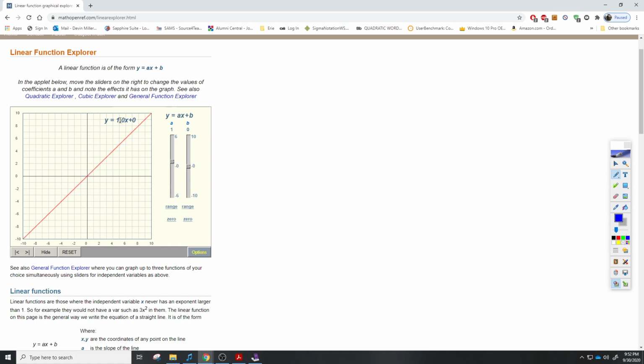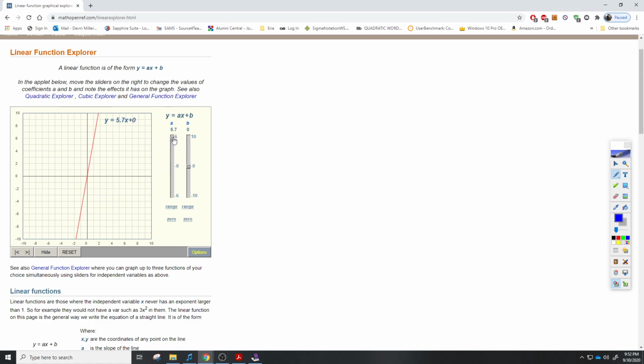So watch what happens. This is at 1. If I slide this up to 2, just look what happens. There's 2. And you keep going. 3, 4. See what happens? It keeps getting steeper and steeper and steeper.